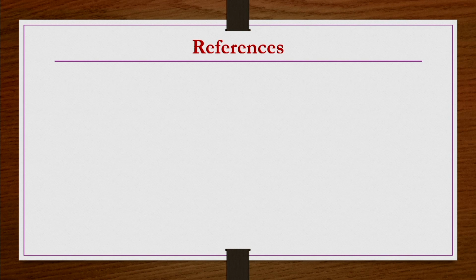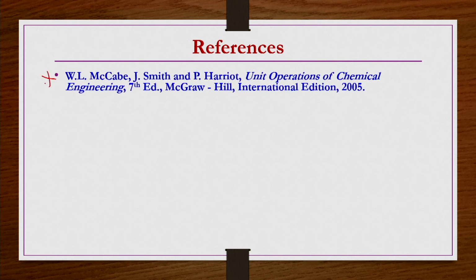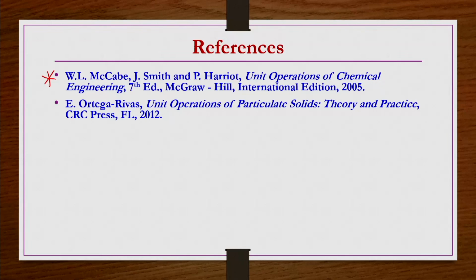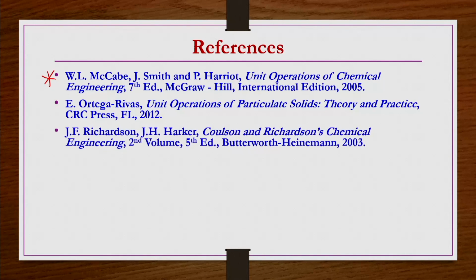Now, the references for this particular lecture: most of the lecture is prepared from the book Unit Operations of Chemical Engineering by McCabe, Smith and Harriott. Other reference books are Ortega Rivas as well, and the membrane modules and all those things are discussed from Coulson and Richardson's Chemical Engineering, second volume by Richardson and Harker. This is a very good book for membrane modules.